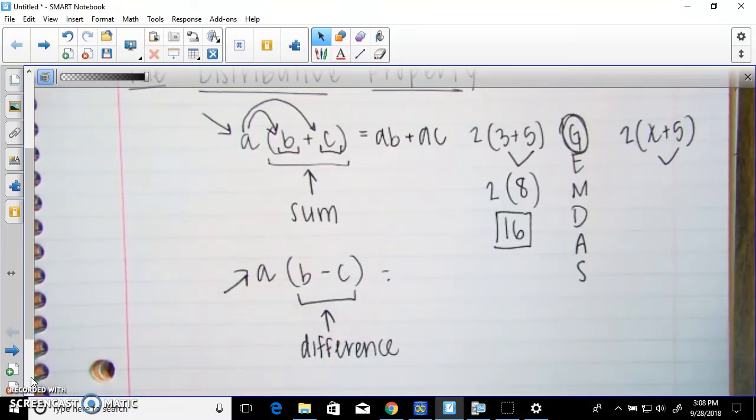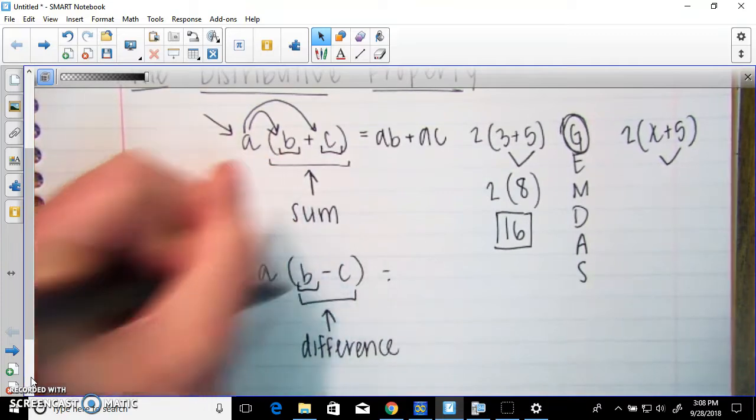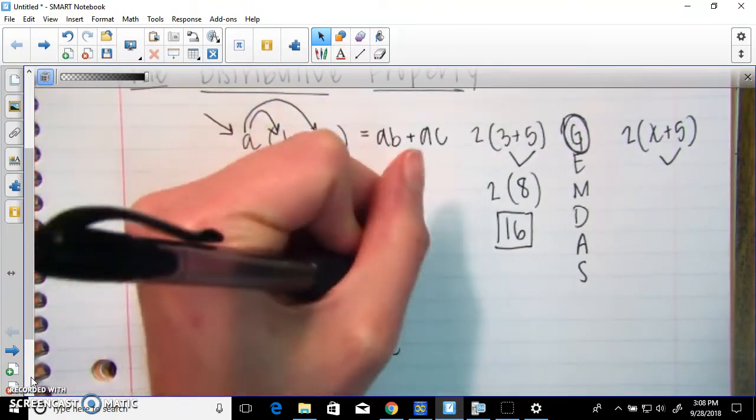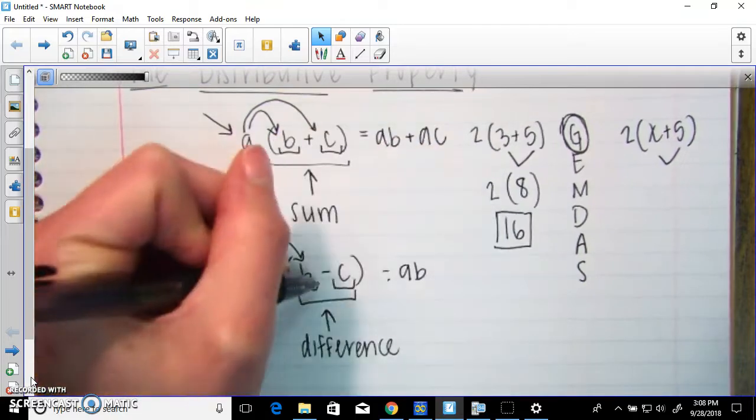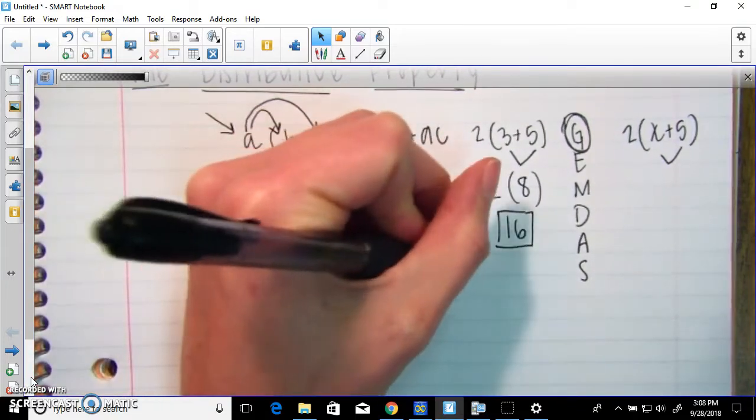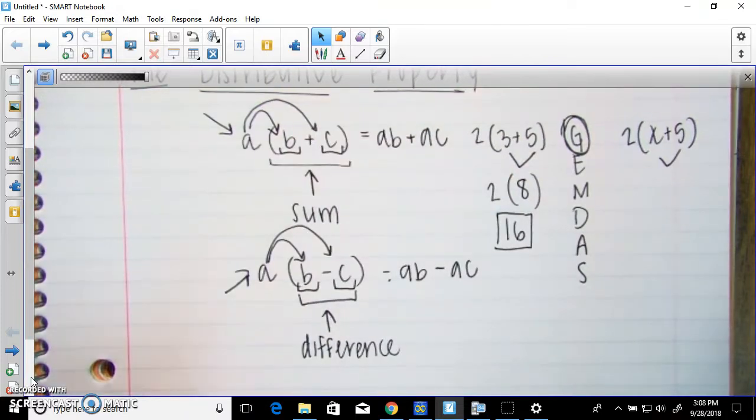Same thing with the difference. Instead of simplifying b minus c first and then multiplying by a, we're going to distribute that a to each term. So a times b will be the first term, ab, minus, in this case, a times c. So this is that distributive property with all variables.